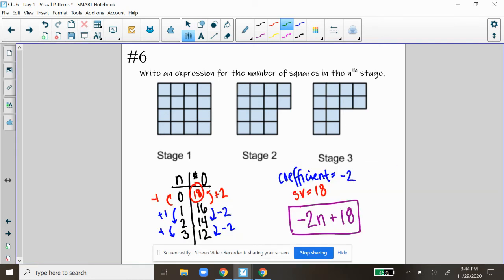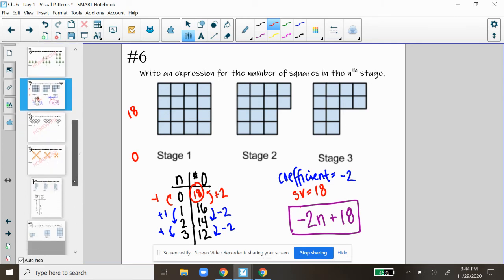Okay, you may have noticed something a little different this time. This time, the coefficient is negative. Notice that as our stages are increasing, actually the number of squares is decreasing. So that means that your coefficient would be -2. And when I go back up and build back to stage 0, I would add 2 to get to 18. So if we had stage 0 drawn right here, we would have 18 squares. So your expression is -2n plus 18.